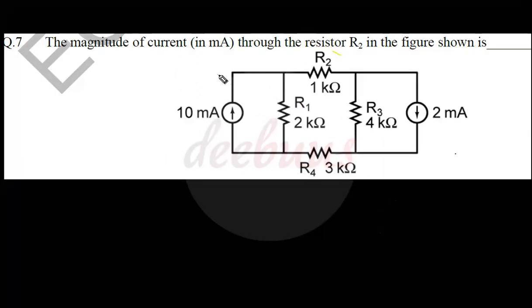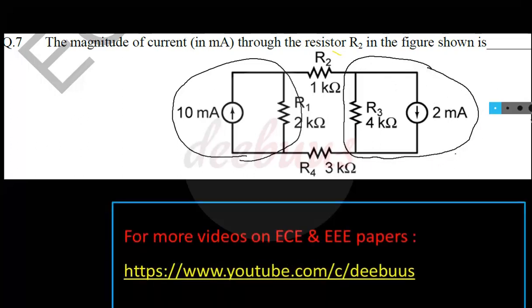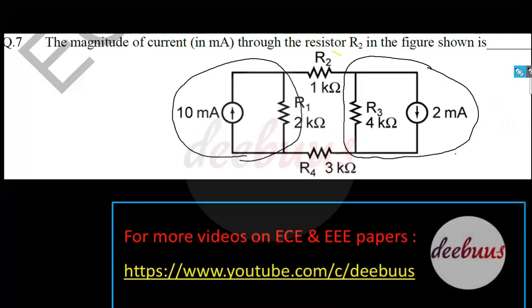Moving to the next question: the magnitude of current in milliampere through resistor R2 in the figure shown is? First of all, it's actually a difficult one to write using node equation. So we have to transform this side. Transform this current source in parallel with resistance to a voltage source in series with a resistance. Similarly, we transform this current source in parallel with resistance to a voltage source in series with a resistance. So I am writing the equivalent figure here.